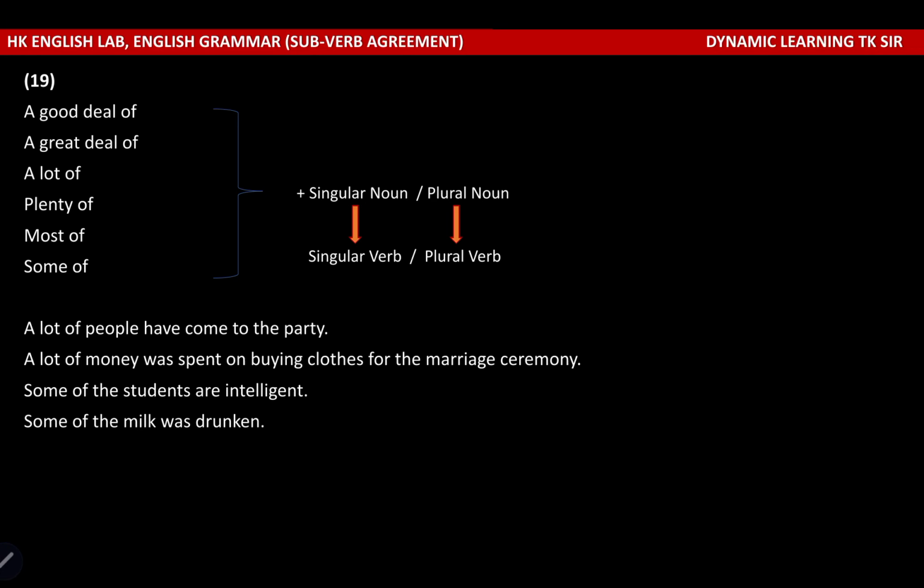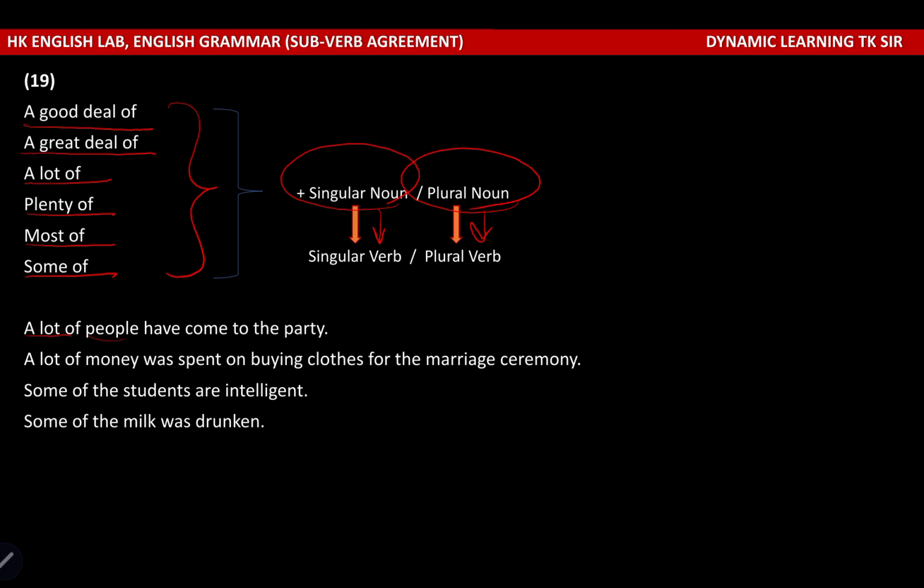Next, we'll discuss a good deal of, a great deal of, a lot of, plenty of, most of, some of. After these, if you have any singular noun, the verb will be singular. If you have any plural noun, the verb will be plural. As simple as that. Like, after a lot of people, plural, that's why you have the plural verb. A lot of money, money is an uncountable noun, singular, that's why singular verb.